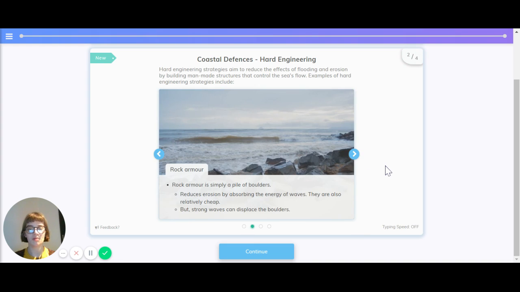Rock armour. Rock armour is simply a pile of boulders. It reduces erosion by absorbing the energy of waves. They're also relatively cheap, but strong waves can displace the boulders.